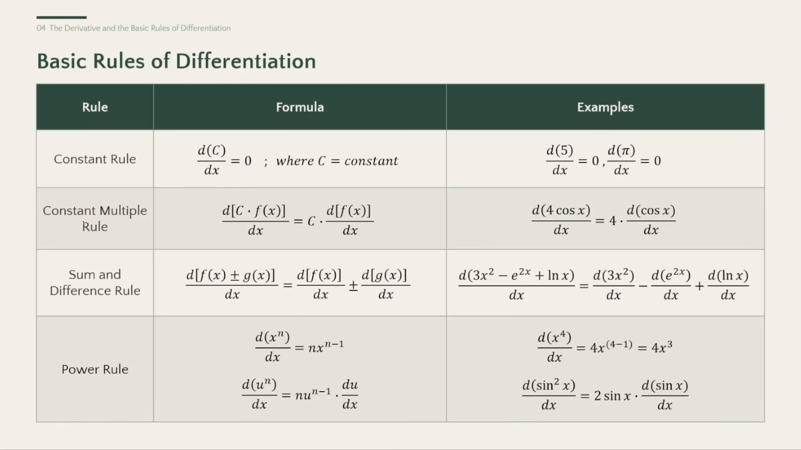The next one is the constant multiple rule. The constant multiple rule is applicable to functions wherein the given function is multiplied by a certain constant. C here is a constant. For example, we have 4 cosine x. 4 is a constant. We can take that out of the derivative because it will not be affected by differentiation, because again, a constant doesn't change. Therefore, we can just take the constant out and then differentiate the function, in this case, the cosine x.